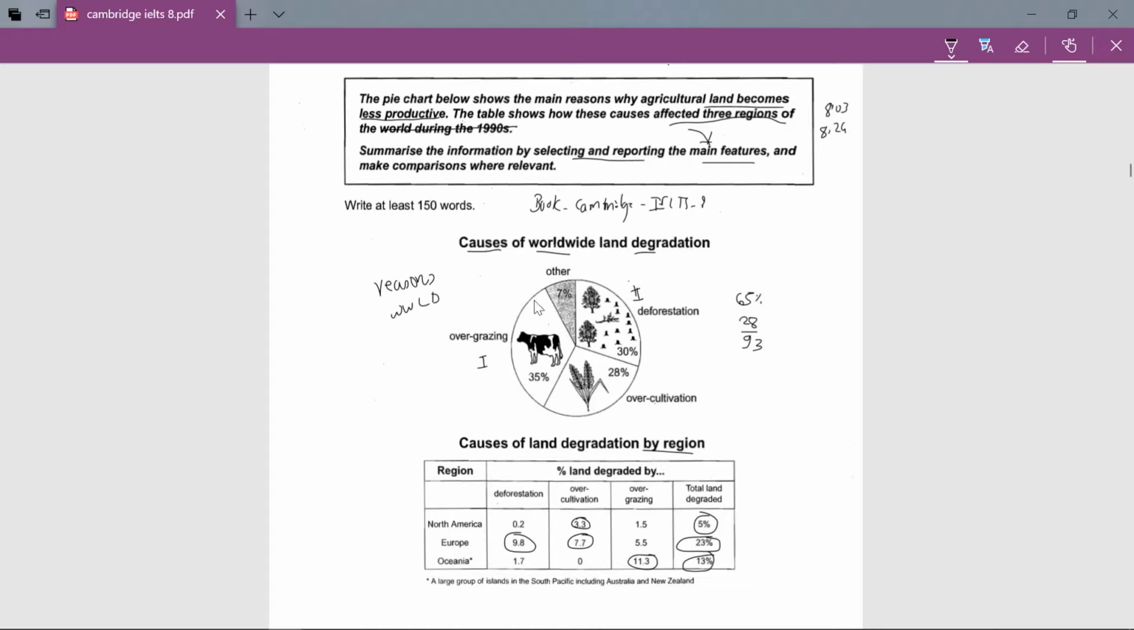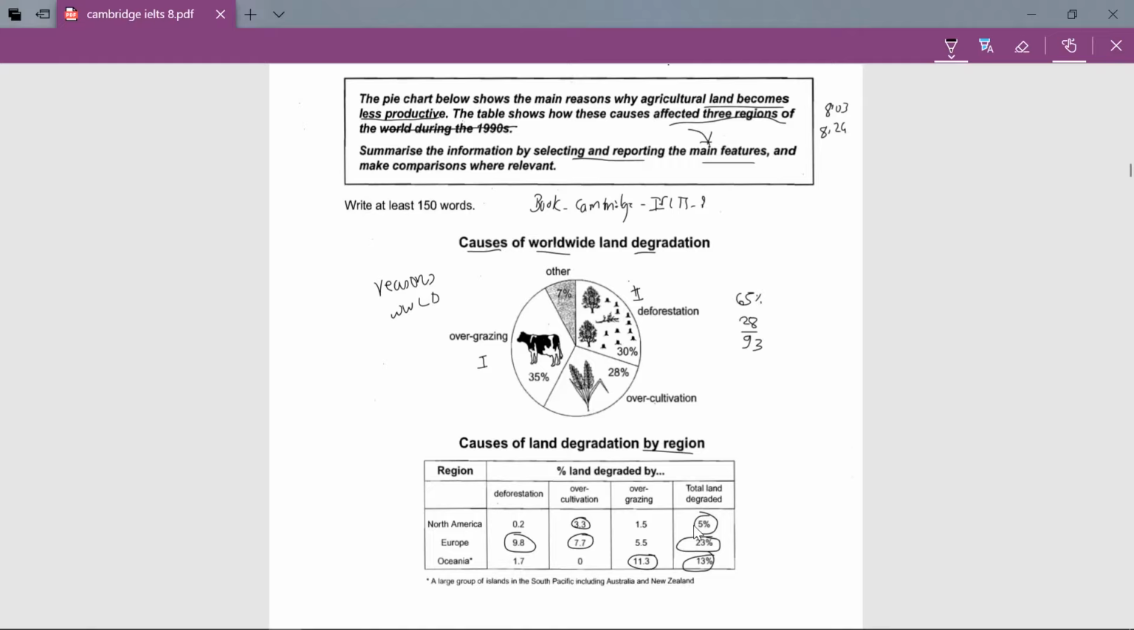So now I can write about the pie chart first, and then I can talk about the table. When I talk about the pie chart, I will again speak about the major causes first, and then I will talk about the minor cause, or even ignore it. But when talking about the table, I will start with Europe, that it is the main area which is affected, and then I will talk about Oceania and North America.